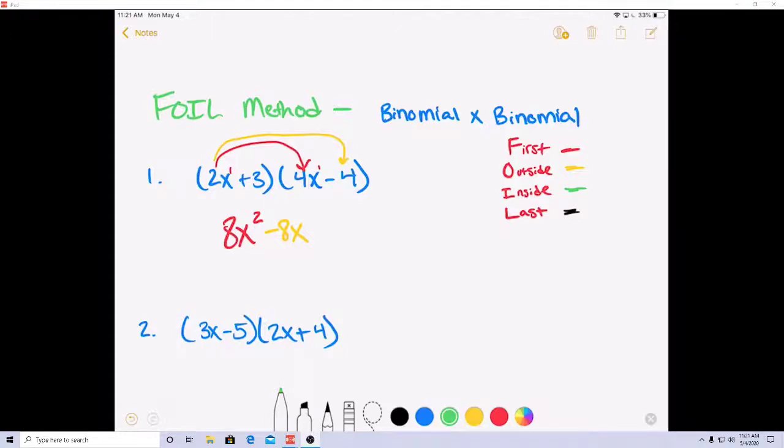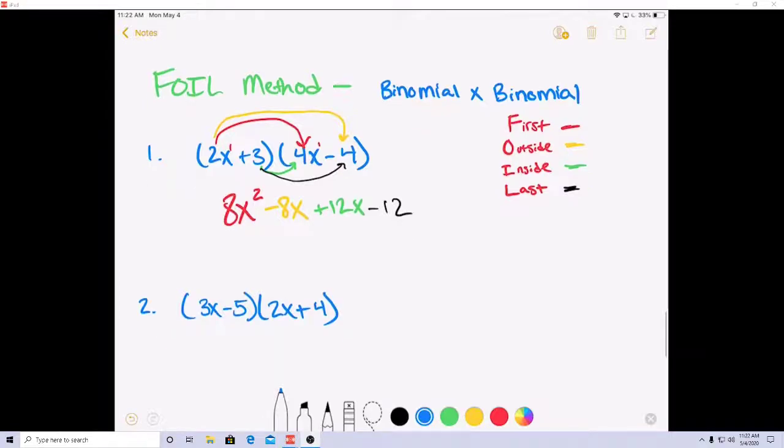And then inside, well, if those two that I just talked about are the outside, then the two that are right in the middle are these guys. 3 times 4x, which is a positive 12x. And then last, well, that means the last term in each parenthesis. So the 3 times the negative 4, because they're both the last term in their parenthesis. And that makes a negative 12.